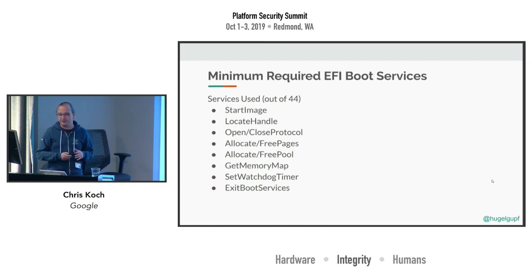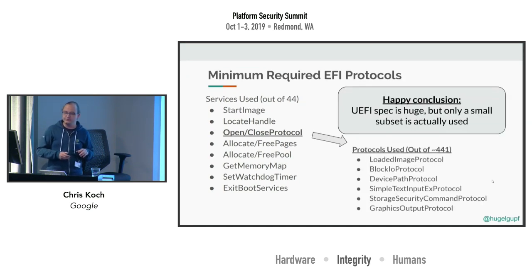Some of these are like allocating memory, looking at the memory map of the system. These are not actually all that hard to implement. What matters a little more is the open and close protocol call, because from there, it's another arbitrary set of function pointers you could be getting. But out of hundreds of protocols in the UEFI spec, the ones you actually need to boot Windows are these six protocols. You don't actually need that last one there, the graphics protocol, but it was a lot cooler when that was implemented than without. For the most part, this boils down to you need some I/O. You need to be able to read stuff from disk, and you need to be able to interact with the keyboard somewhere.